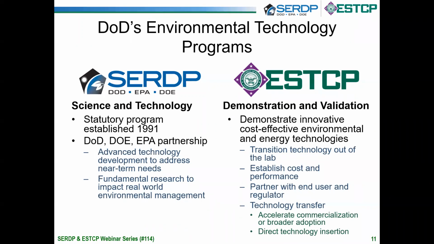Our companion program is the Environmental Security Technology Certification Program, and this is our demonstration and validation program. Often what happens is the knowledge or the technologies that are developed under SERDP or under other research programs, not just ours, as they mature and are proven effective, move into ESTCP, where we can demonstrate and validate these technologies in the field. This program has been very important to transition this technology out of the lab and to the end users. We do a lot with establishing the cost and performance of the different technologies so that you have this information when you want to go full scale.